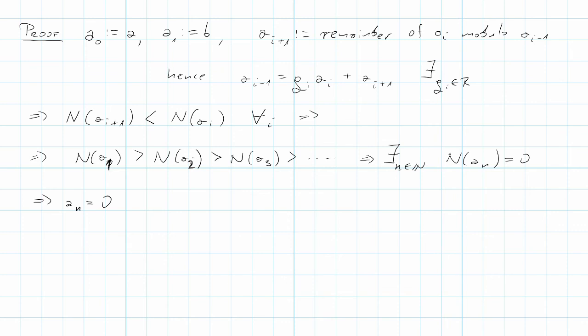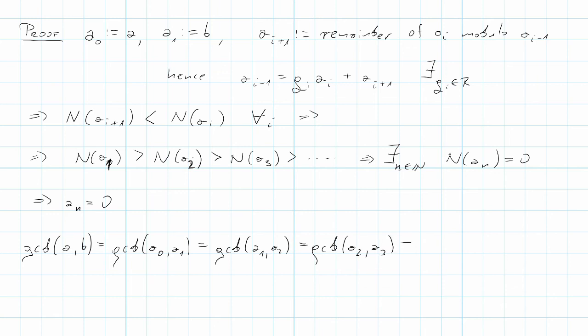So now what we can do, due to the proposition, due to the Euclidean algorithm, we can write that the greatest common divisor of A, B, well, A is A0, B is A1, so this is the greatest common divisor of A0, A1. But now the Euclidean algorithm says that if we replace A0 by A1 and A1 by the remainder, the greatest common divisor will not change. So this is the greatest common divisor of A1, A2. And this is the greatest common divisor of A2, A3, again, by the same principle, and so on and so on.